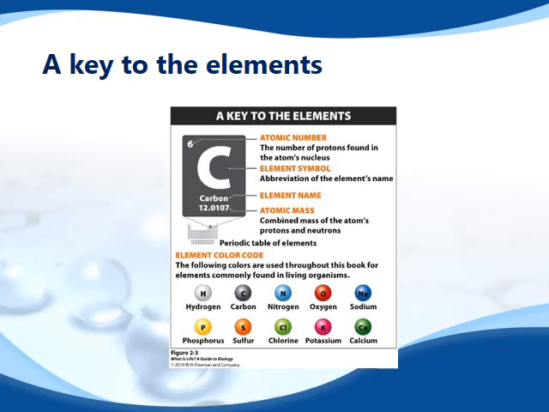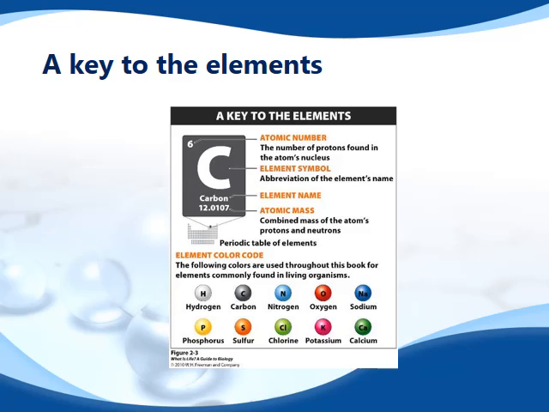Let's look at the key to the elements. These keys make up the periodic table of elements. Each element is represented by an atomic number, which is the number of protons found in the atom's nucleus. You will also see an element symbol, an abbreviation of the element's name. You'll see the element's name as well as the atomic mass, which is the combined mass of the atom's protons and neutrons. To find the number of neutrons in an element, you must use both the atomic mass and the atomic number.